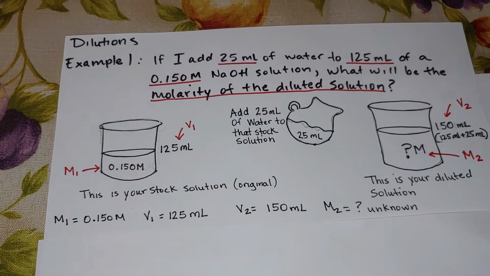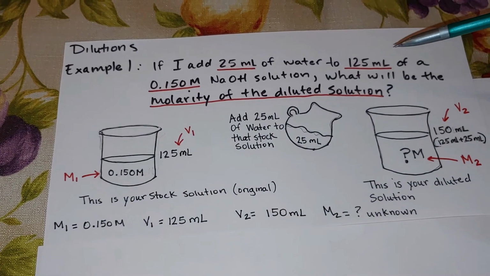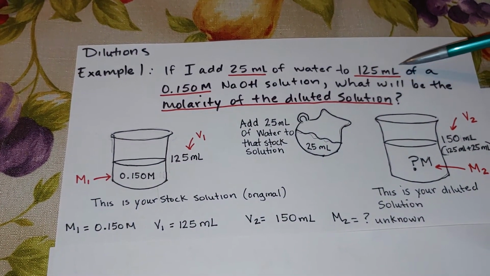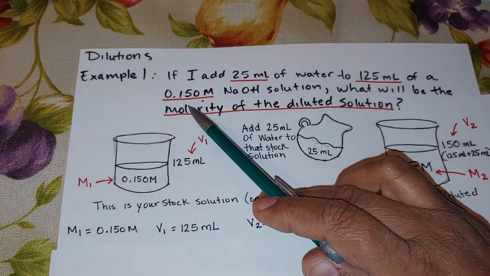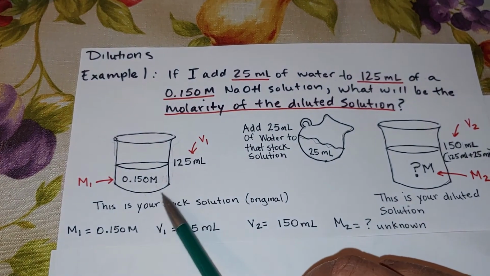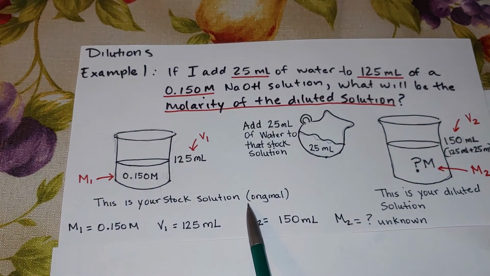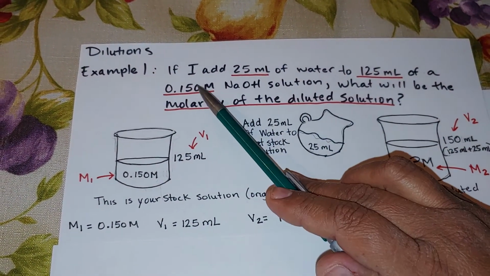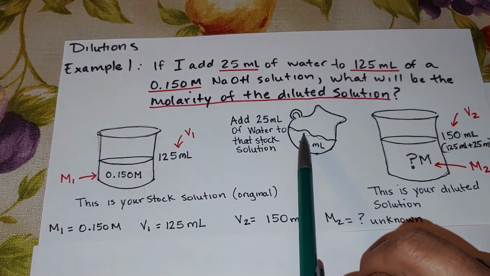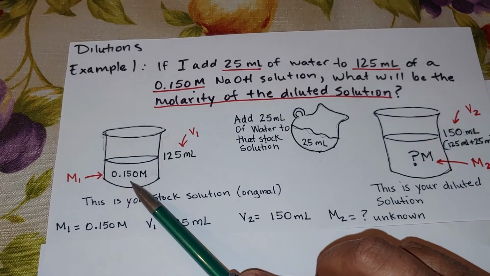All right, so what I'm understanding is we have this solution. It's 125 milliliters of this concentration solution. That's our stock solution, our original. And then in our little story, it says, if I add 25 milliliters of water, I'm imagining that I'm taking this water and adding it to this.